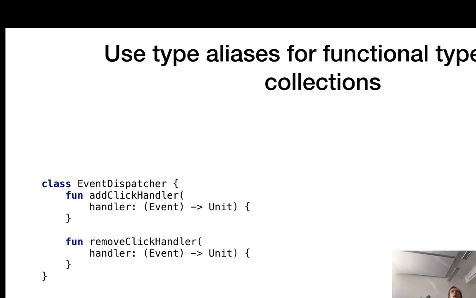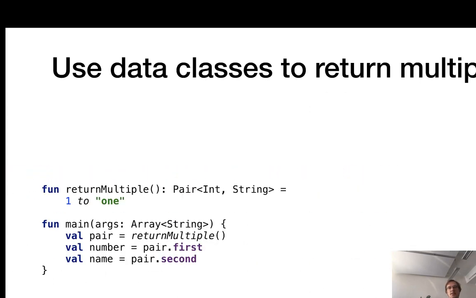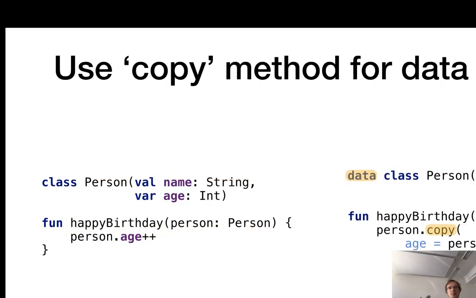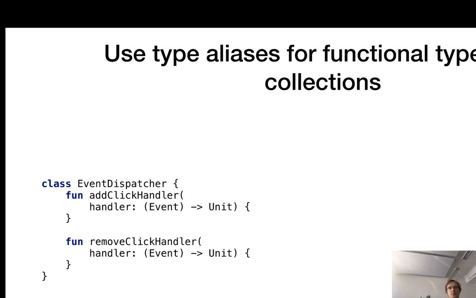So one more syntactical tip. So in Kotlin, you very often work with functional types. So for example, if you have an event handler in Java, you would define an interface representing the event handler. In Kotlin, you can define a function type directly. So the event handler is something that takes an event as a parameter and returns Unit, which is Kotlin's way of saying that it does not return anything.